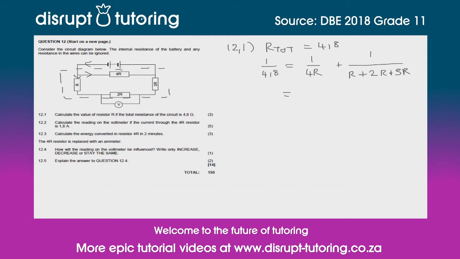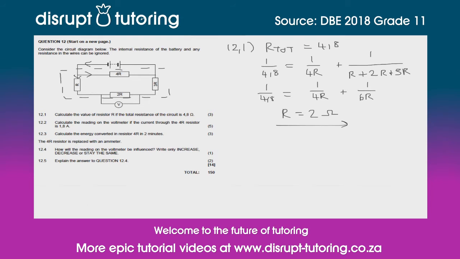So we have a 1 over 4R here and a 1 over 6R here. That's still 1 over 4.8. So then we can solve for R, and that is 2 ohms. So we know that all of the R terms in the resistance values are 2 ohms.